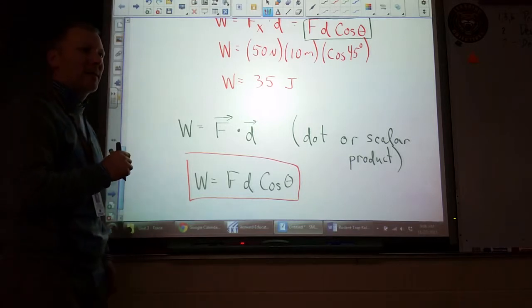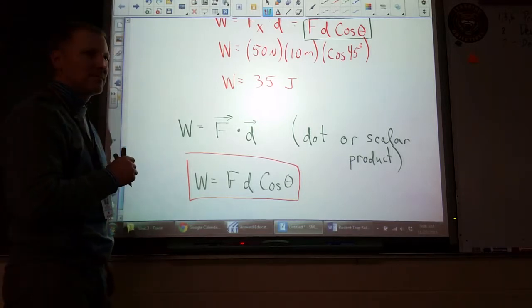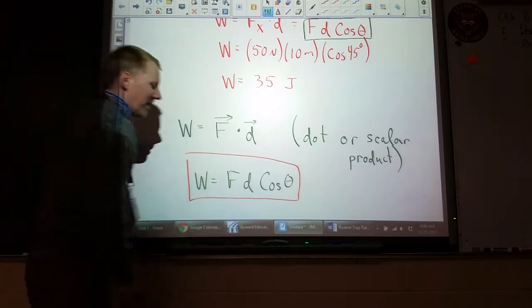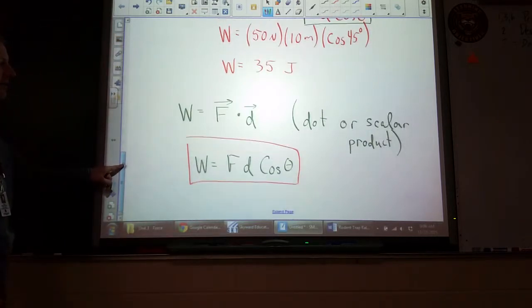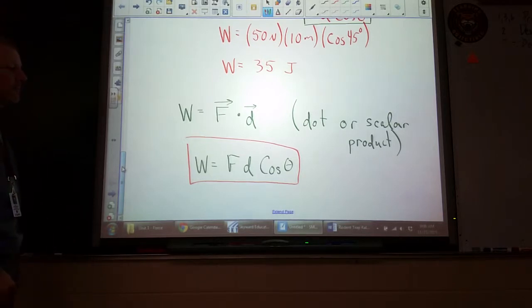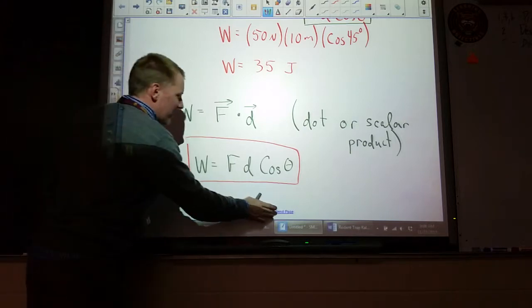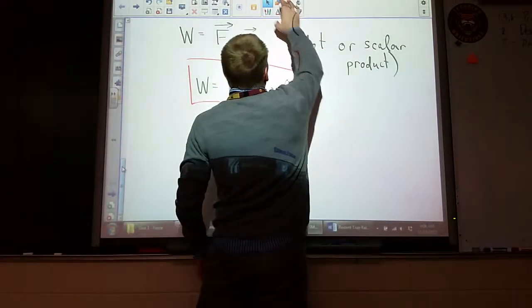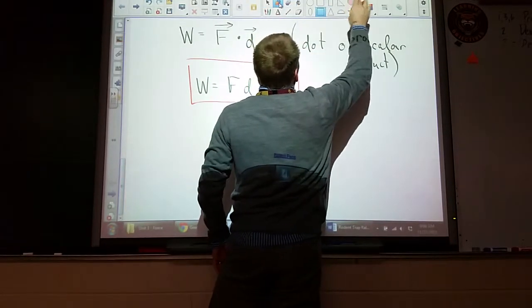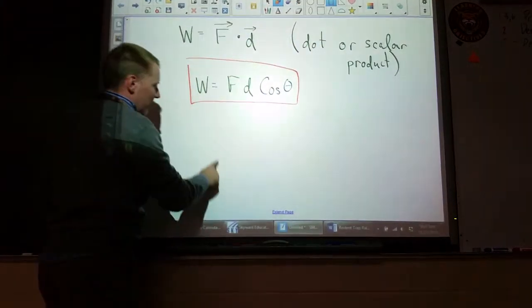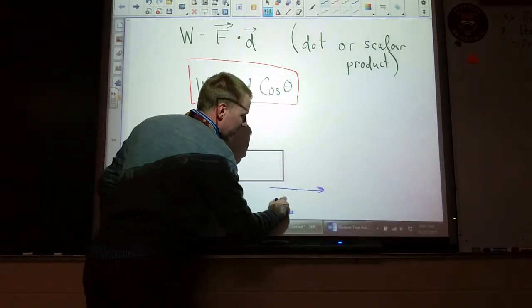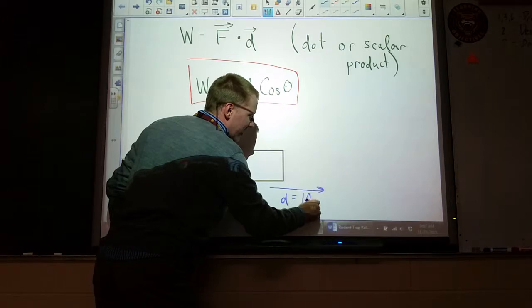Yes? Can force and displacement have different directions? You bet. We're going to do a couple of examples to see how that would happen, or what that would mean. And we're going to apply this and see how it's pretty simple when you sketch it out. So let's take our box again. We already saw, if we're going to assume that the box is moving this way, and we'll keep it simple, so we'll make it 10 meters again.